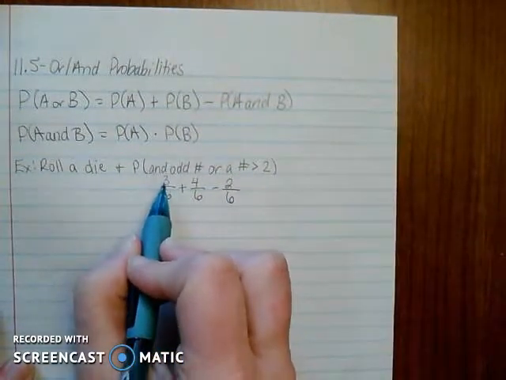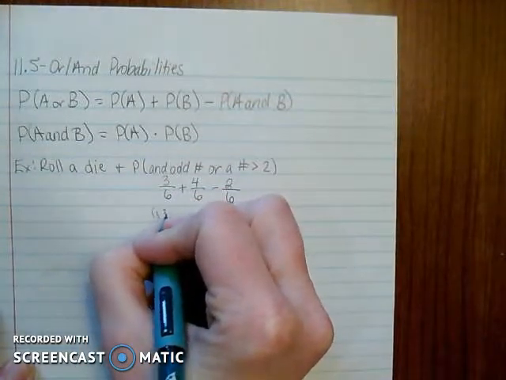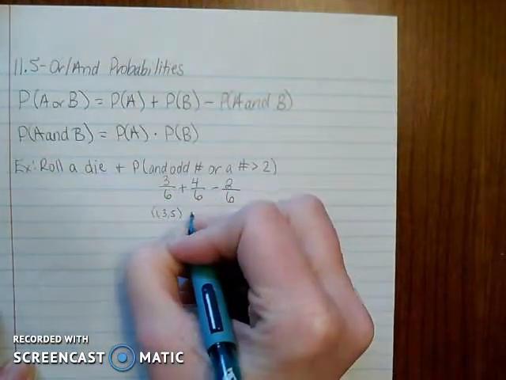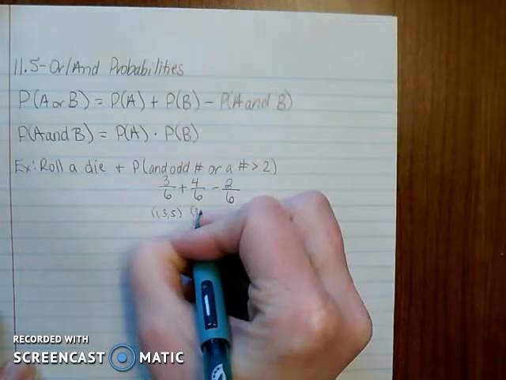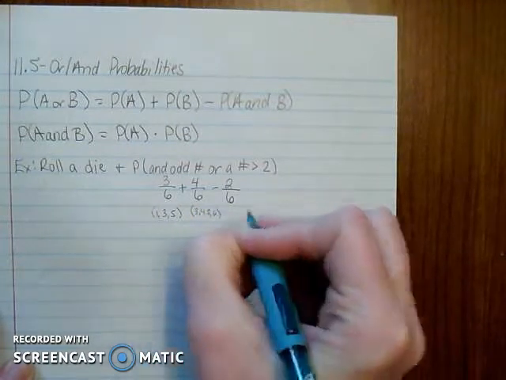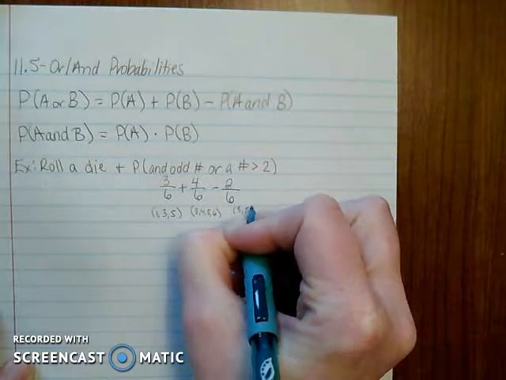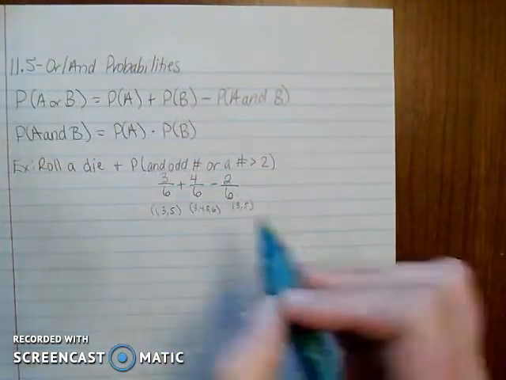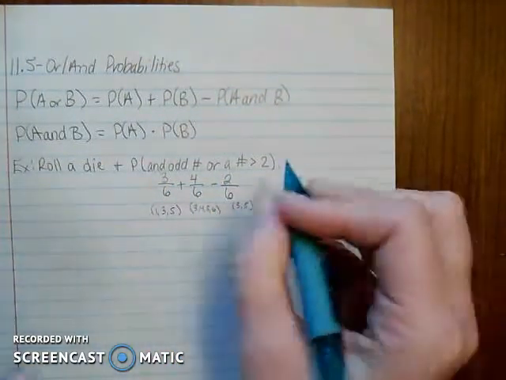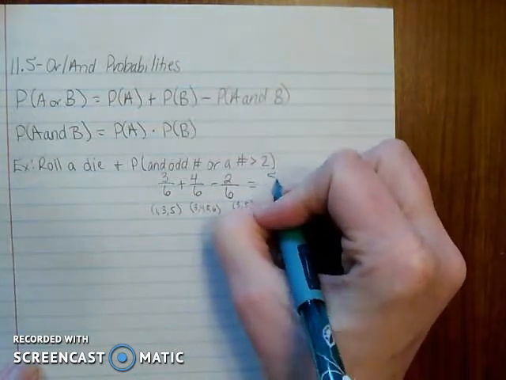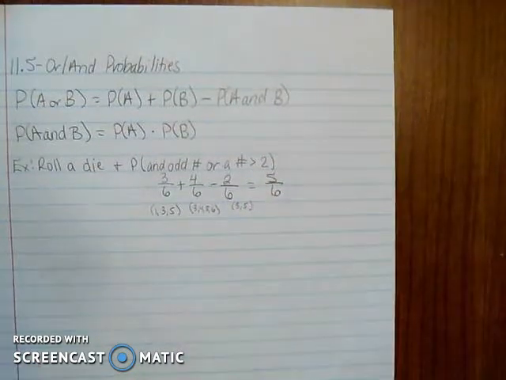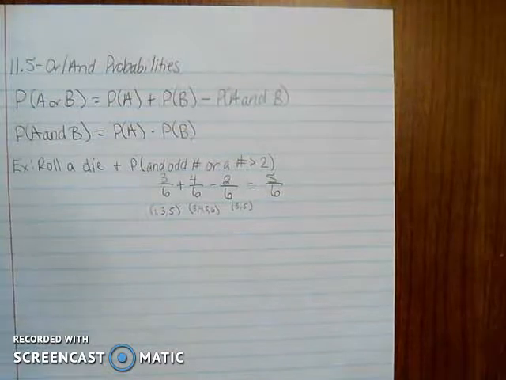Again, this is 1, 3, and 5. I'll just write it out. 1, 3, and 5. This one is 3, 4, 5, and 6. And this one would be 3 and 5. That's where those top numbers come from: 3 numbers, 4 numbers, and 2 numbers. So we end up getting 5 out of 6. And the only number left over would be 2.